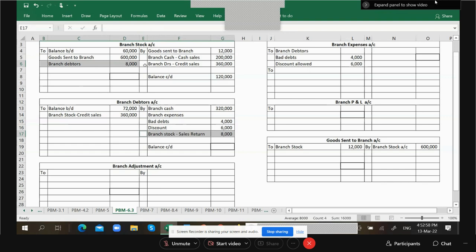See, when branch returns the goods, we have to credit the stock account. Why? Goods go out of the branch. When customer returns goods, goods come into the branch, you have to debit the branch stock, credit the branch debtor. So debtor returns the goods, credit. Stock is received inside the branch, so debit.